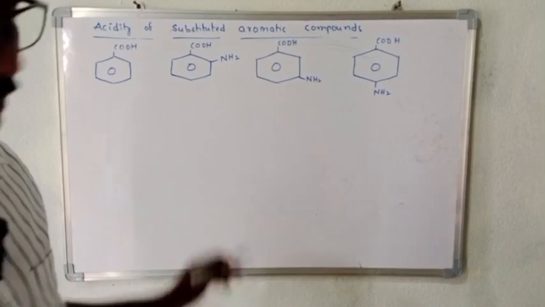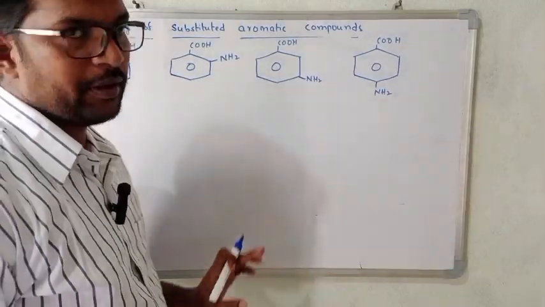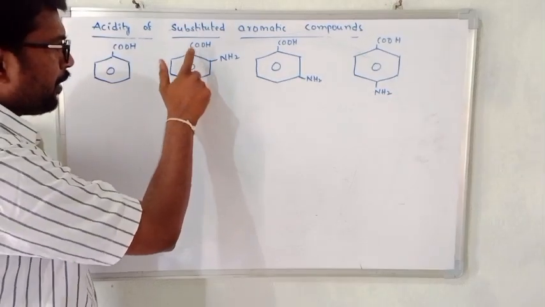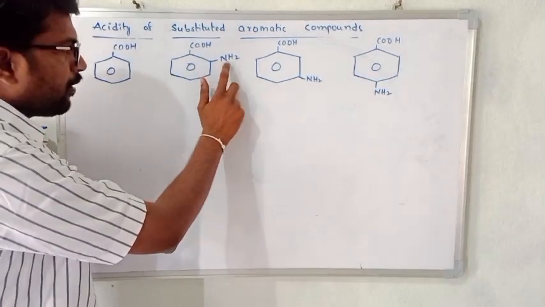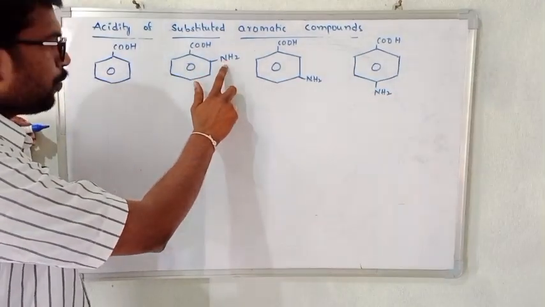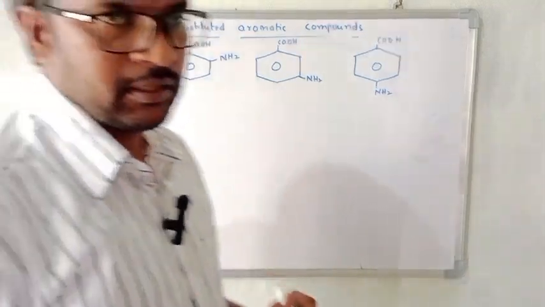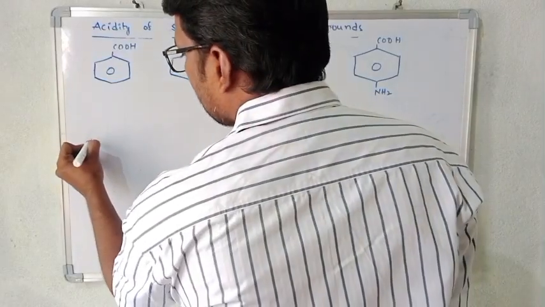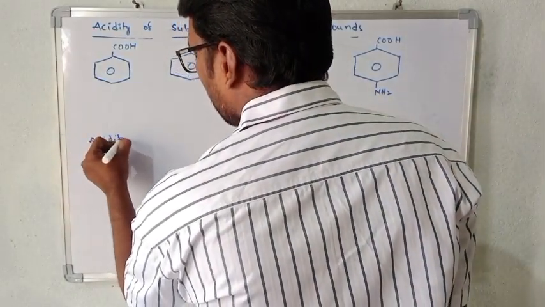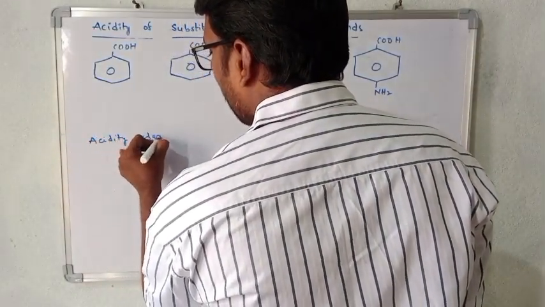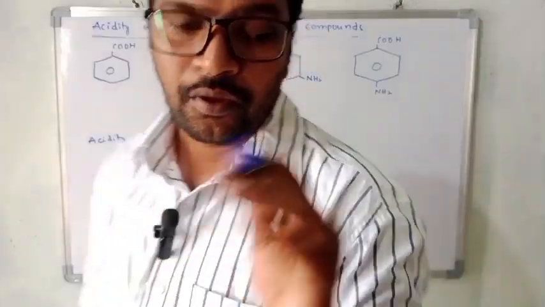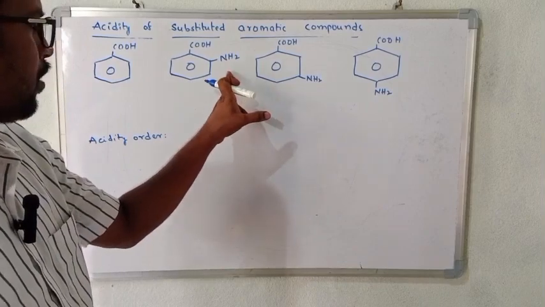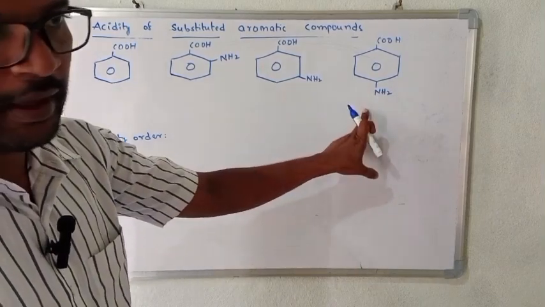Whenever we take NH2 substituted amino benzoic acids, we already studied that whenever benzoic acid is present, irrespective of the group which is present at the ortho position, it has more acidic nature. But if you want to write the acidity order of these four, it is benzoic acid, ortho, meta, and para.